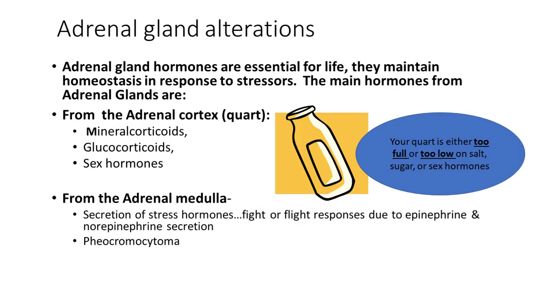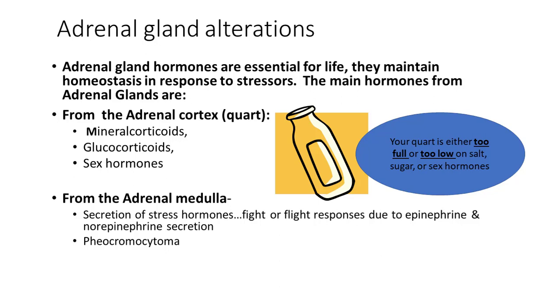All right, so, moving on to adrenal gland alterations. Adrenal gland hormones, we need them to sustain life. They keep us in homeostasis. They regulate our whole body functions. Anytime our body is stressed out, they'll do what they can to regulate everything.